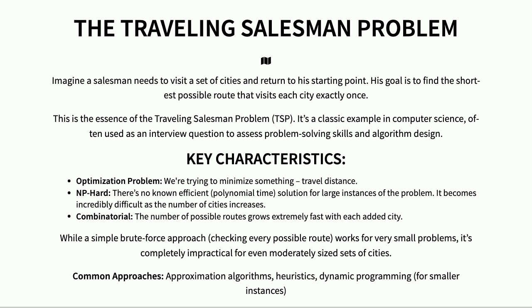Now, here's the tricky part. It turns out that finding the absolute shortest path for a large number of cities can be incredibly difficult. It's considered NP hard, which means there isn't an easy way to solve it efficiently. So, interviewers often ask you about how you would approach this kind of problem, and remember, there are lots of different strategies you could consider depending on the size of the problem.